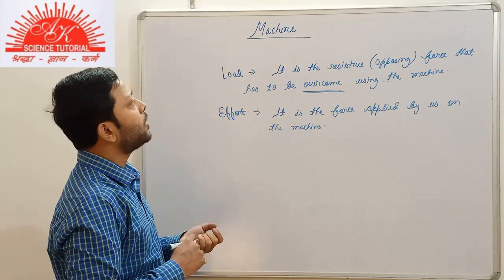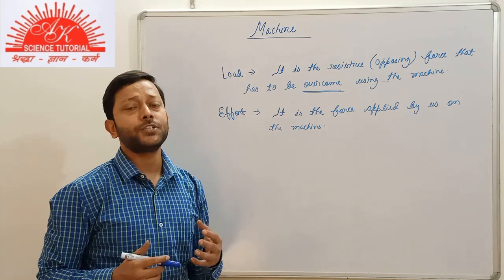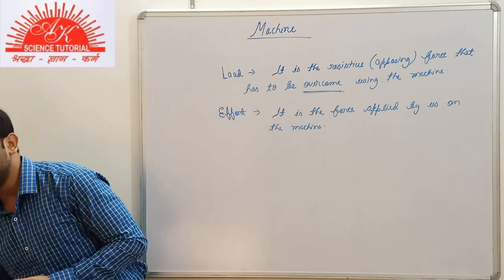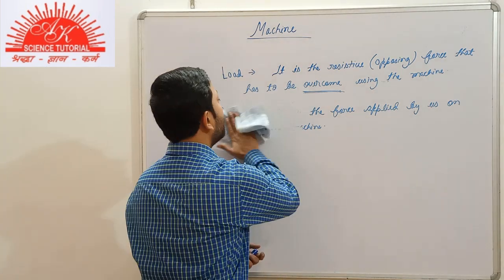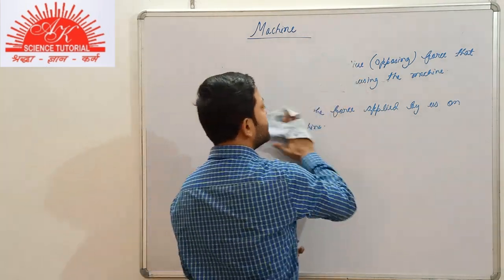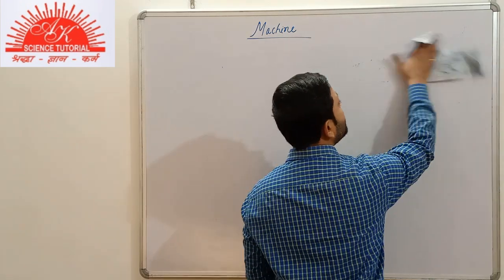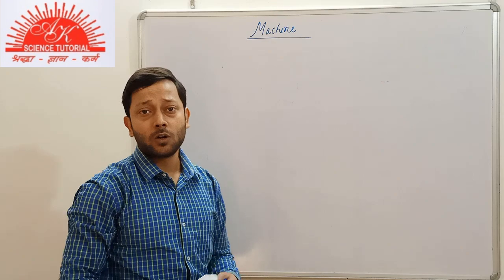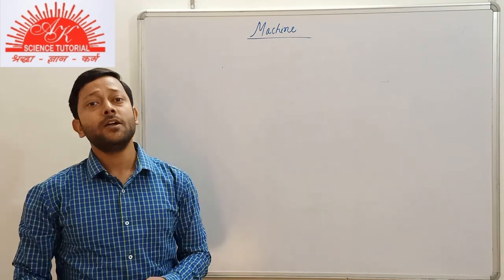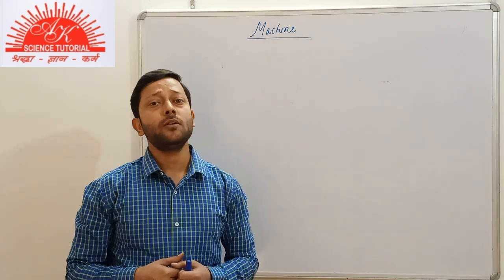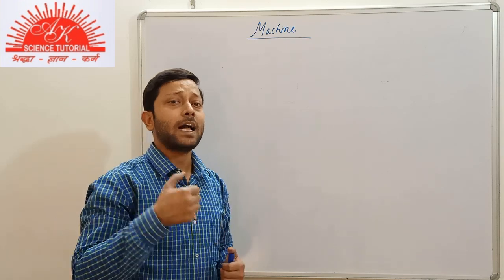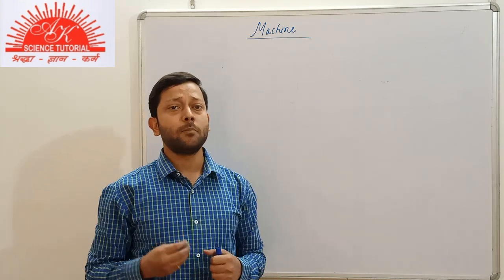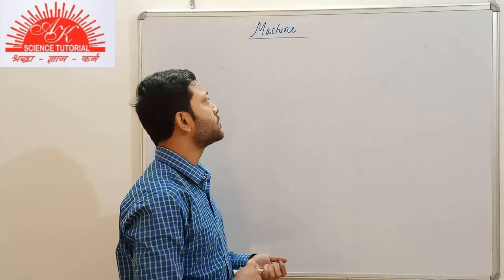Now we will be talking about how a machine makes our work simpler. A machine can make our work simpler in one of the following four ways. Such as, if we have a scissor, we can use it to cut a cloth or a paper. If we have a nutcracker, we can use it to break the nut easily by applying a lesser effort, a smaller force.